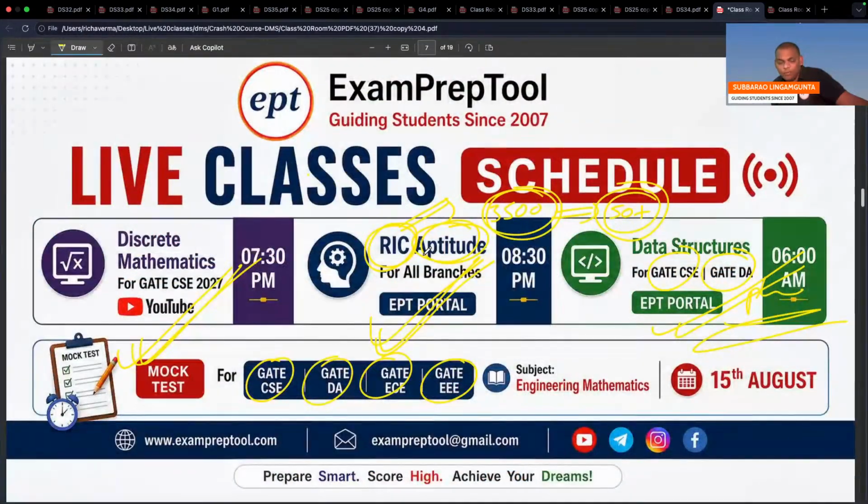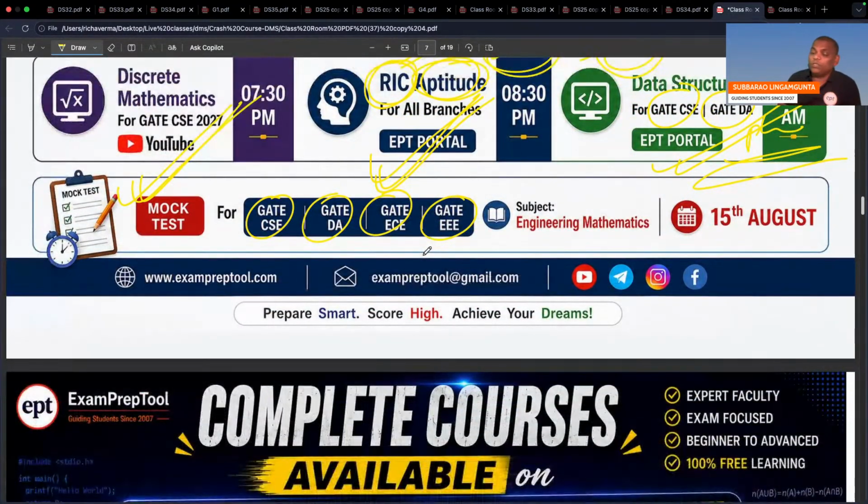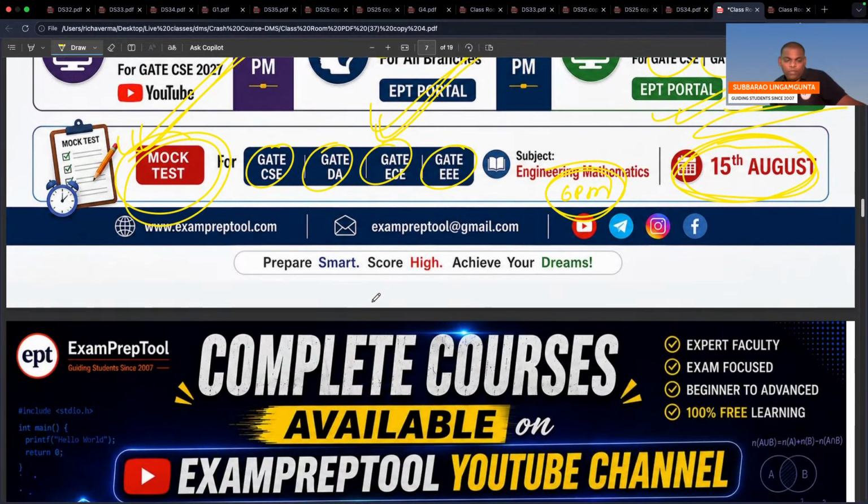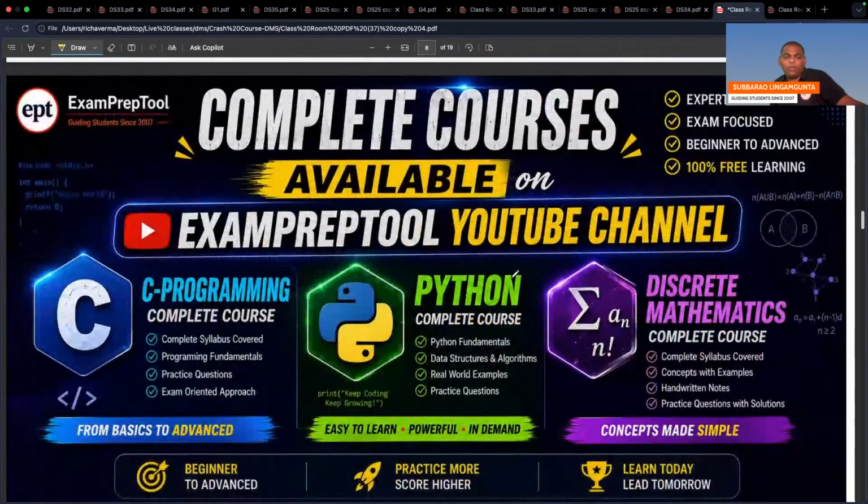The current subject is aptitude. And the most important thing is tomorrow 6 p.m. there is a mock test for all the GATE branches. Tomorrow 6 p.m. there is an all India level mock test. I request everyone, please attend. Please check yourself, in mathematics, what is your position? Please verify.